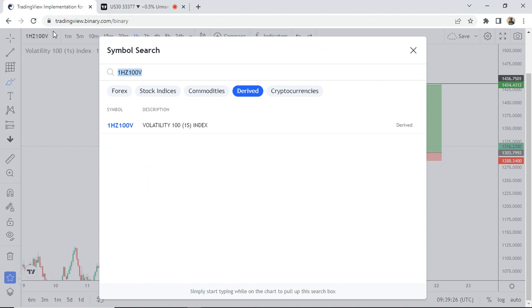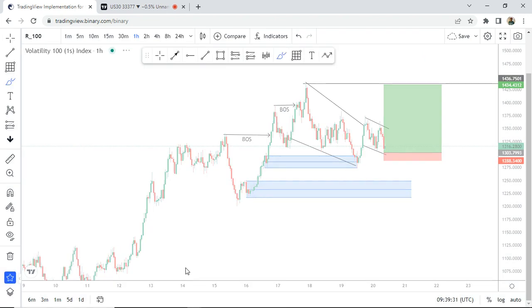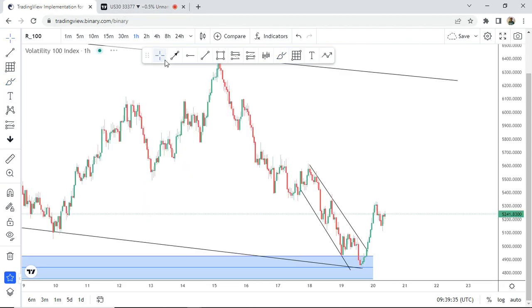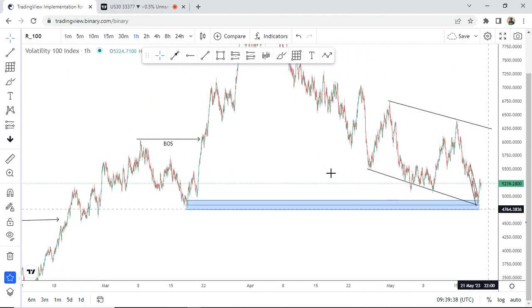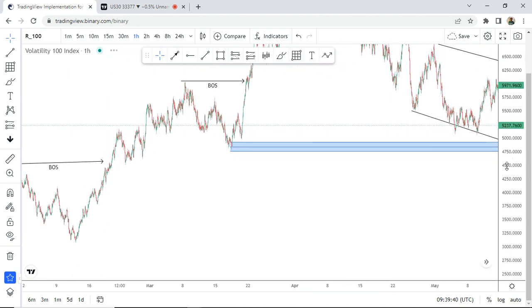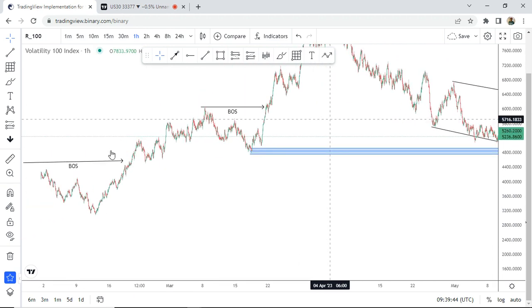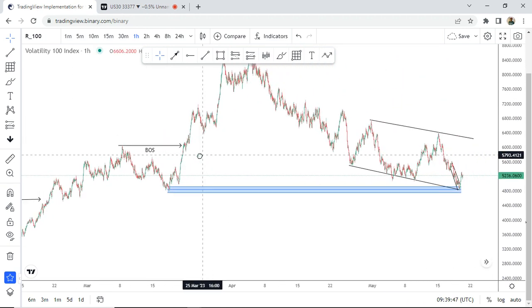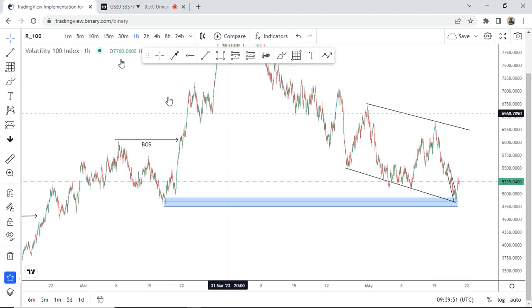So the other pair that I'll be looking for is gonna be volatility 100. With volatility 100, we currently had an order block. We actually were in an uptrend, so that's why I showed this break of structure right there. But then this new order block has been mitigated at this area.